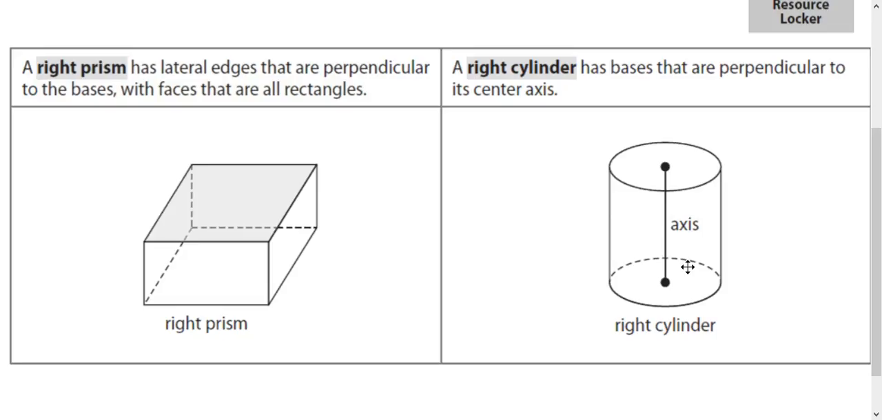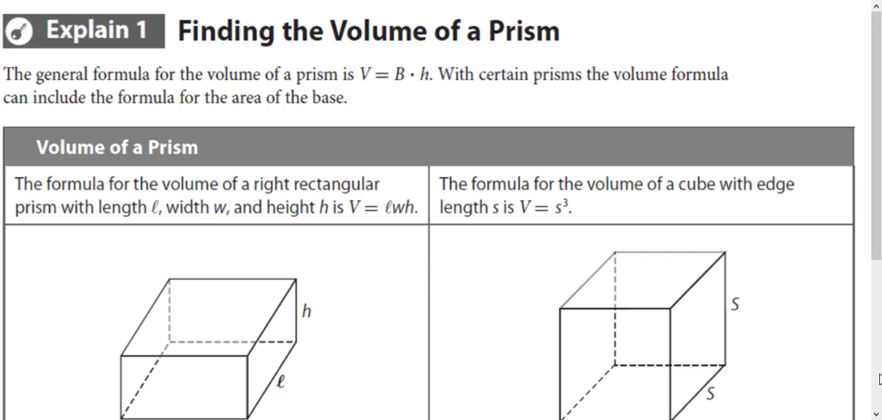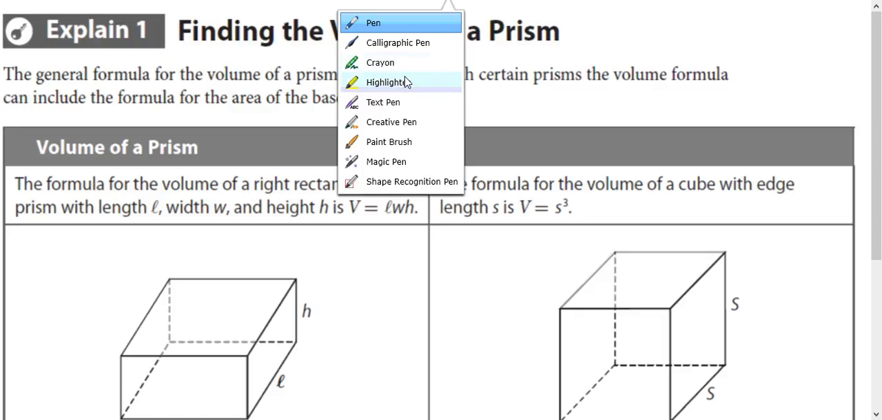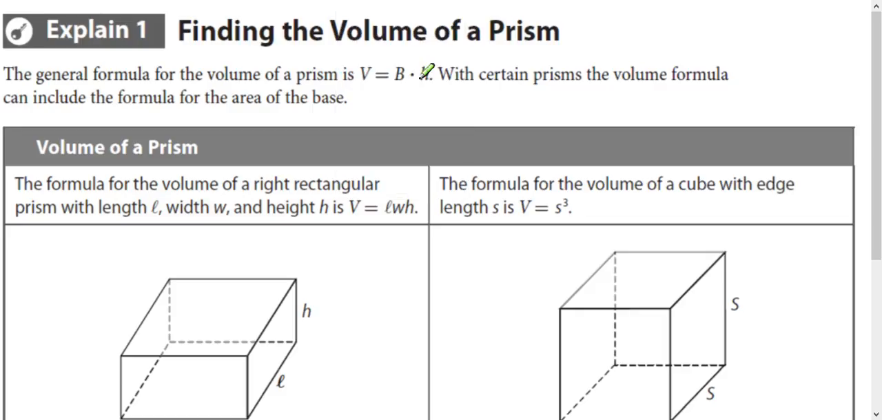It's got a circle for the base, also a circle for the top, and then it would just be like a big rectangle wrapped around it. And if it's a right cylinder, that means it's perpendicular to the base. When you're doing volume for a prism, this actually works for a cylinder too. Volume equals the area of the base times the height.